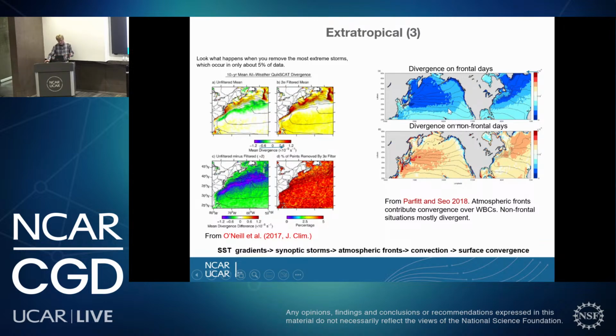And then on the right, the paper by Reese Parfit and Hyades Sio basically identified that all the near-surface convergence occurred in atmospheric fronts, which is actually shown by these negative values here, which are convergence on frontal days. So this may be regarded as SST gradients affecting synoptic storms, affecting atmospheric fronts which come with the storms. In the front is convection, and associated with that is surface convergence. So this is very indirect from SST. There are a few steps in between.